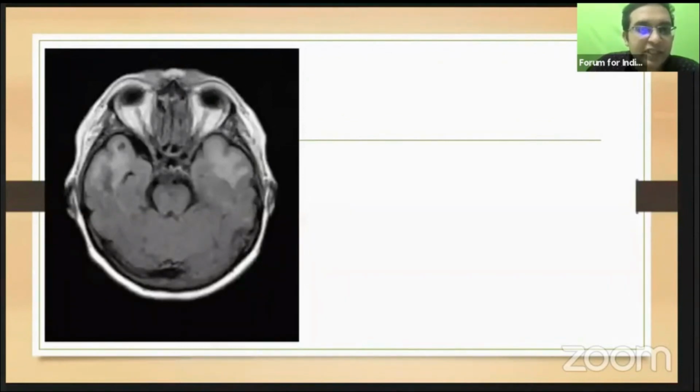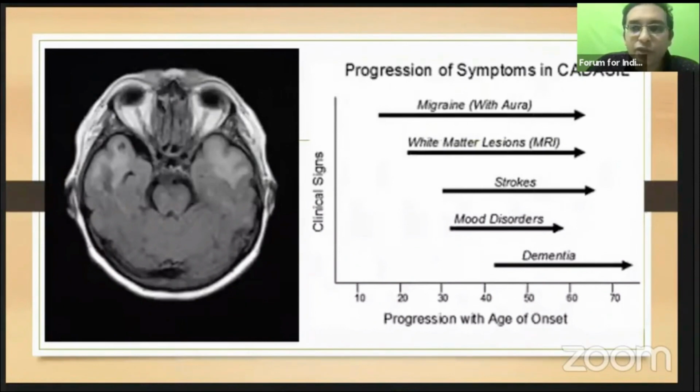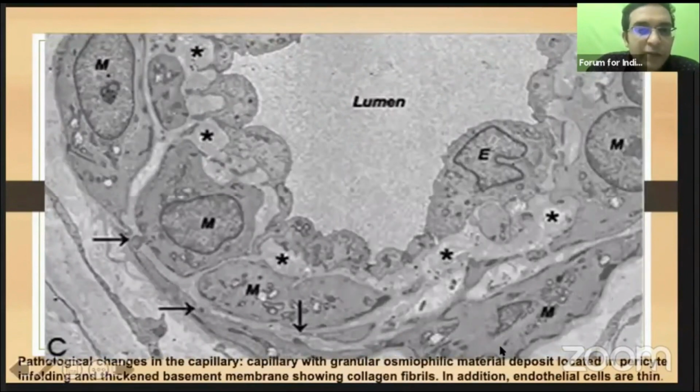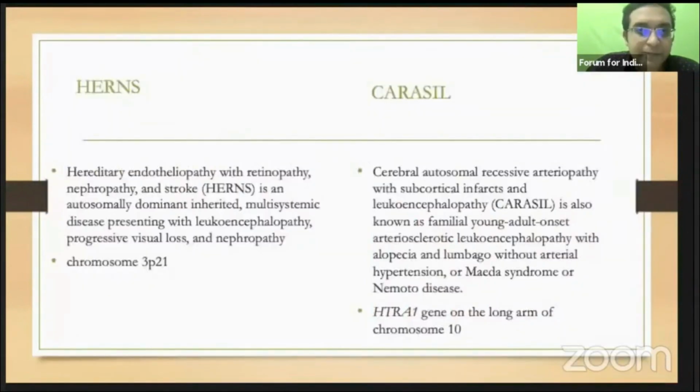So CADASIL, as you know, is due to the Notch3 mutation, cerebral autosomal dominant arteriopathy with subcortical infarcts and leukoencephalopathy. Usually the patient presents with migraine in the initial prime age, that is 20 to 40. Later, by about 40 to 50, they start to get strokes. And later, because of the side effects of this stroke, they develop dementia and other mood disorders. This is the usual progression of CADASIL. And osmiophilic material deposits are seen on electron microscopy in the vessels.